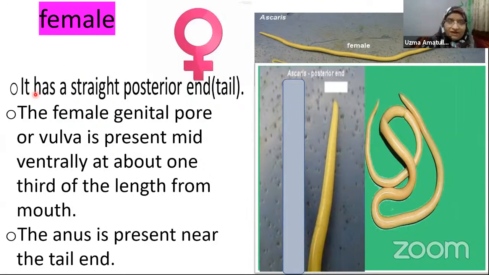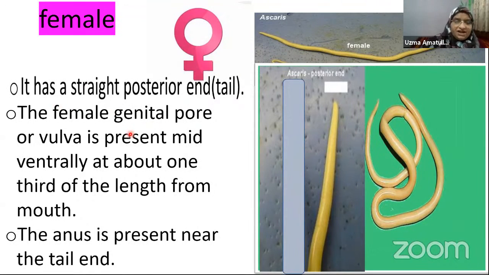Now, the females have a straight posterior end. Here you can see this female worm. Here you can see the posterior end is straight. You can see here also. This is the mouth. This is the anterior end, and this is the posterior end, that is the tail, which is straight.